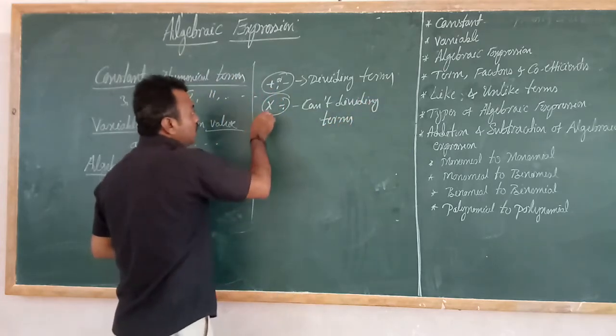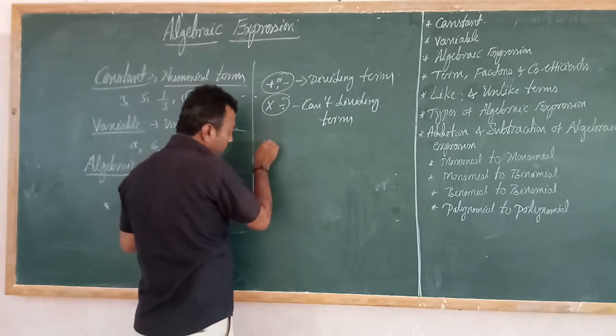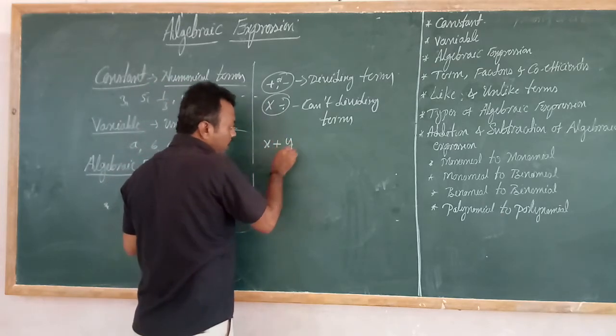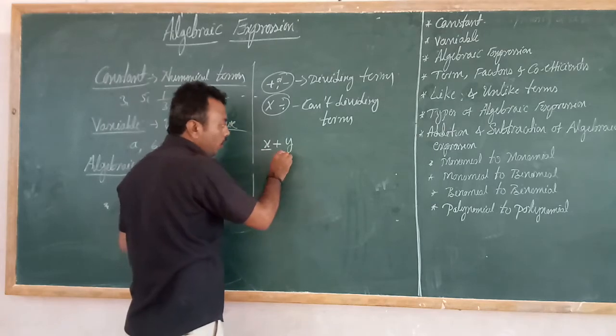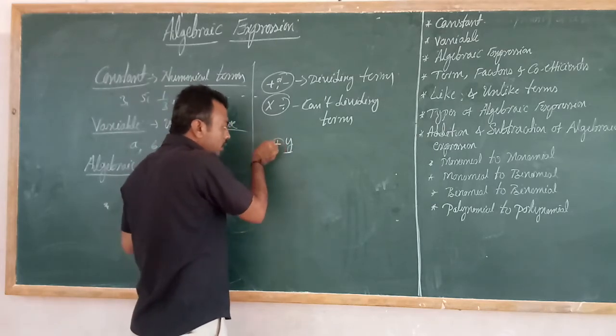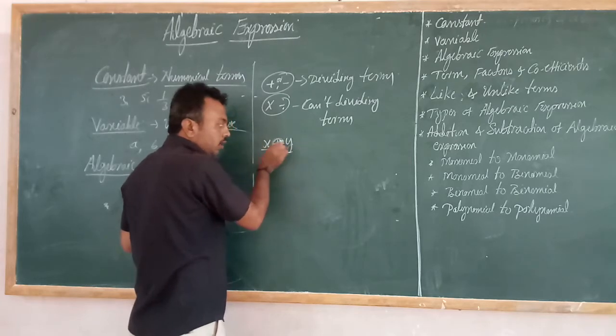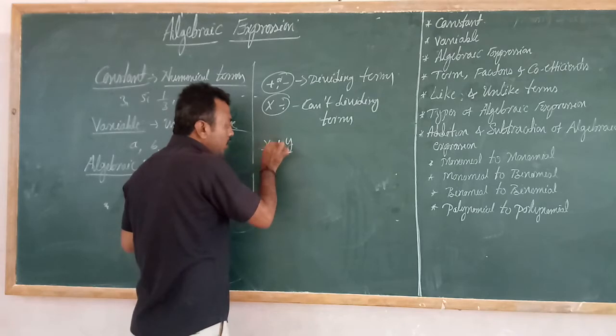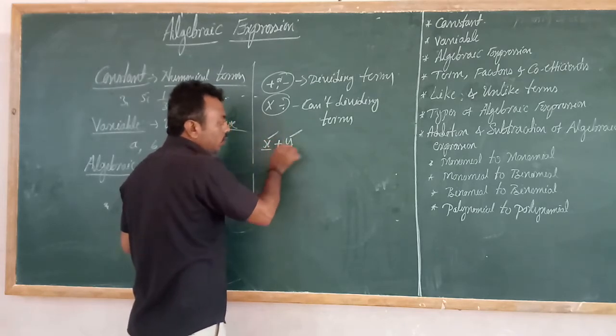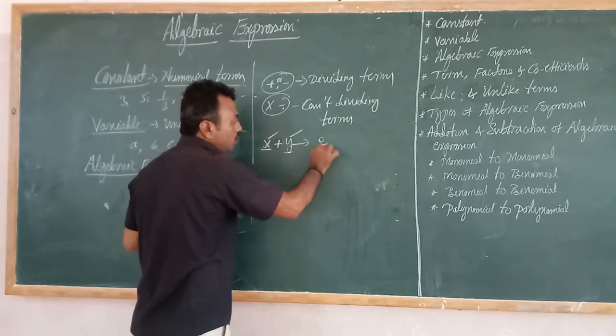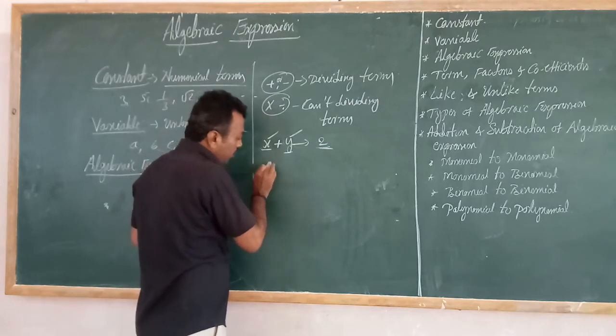Okay, because see, for example, x plus y. See, x is one of the terms, y is another term. See, the plus is dividing into two terms. The one sign is dividing into two terms. So how many terms does it become? This is one term and this is one term. Totally how many terms? This is two terms.